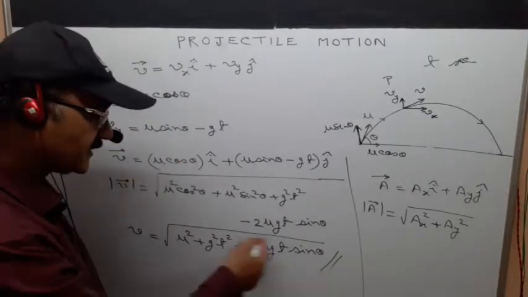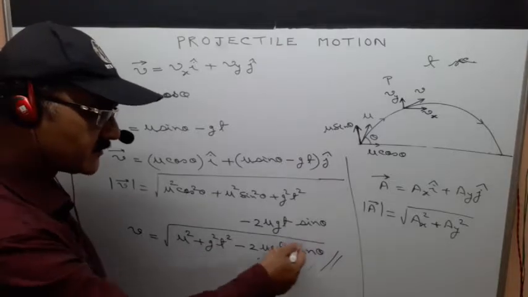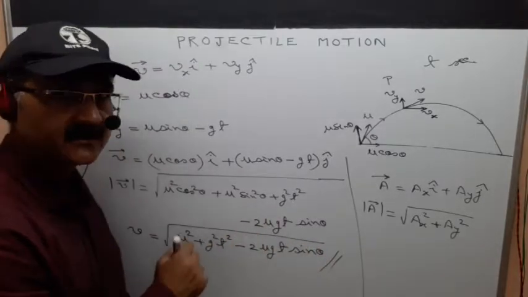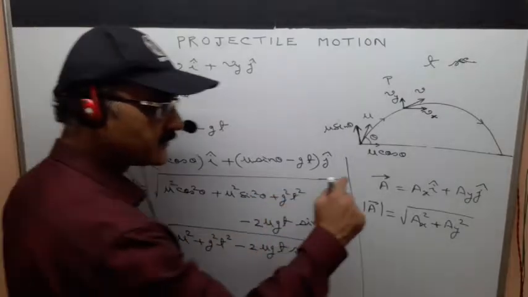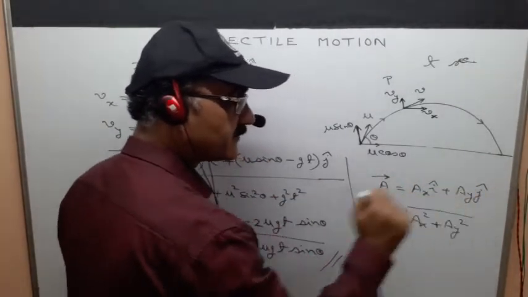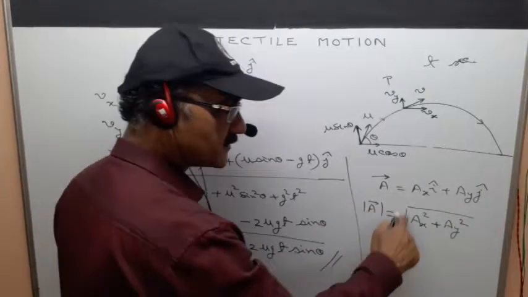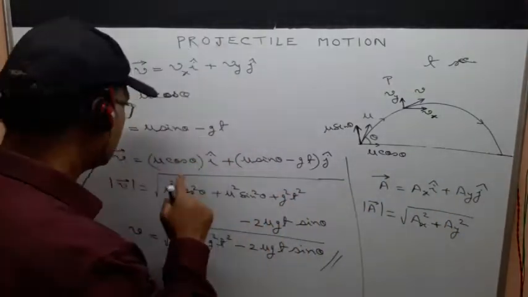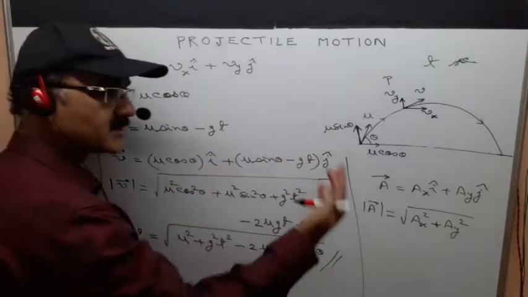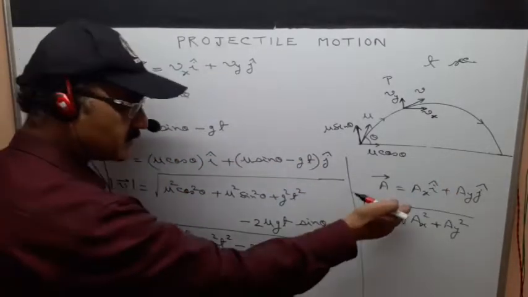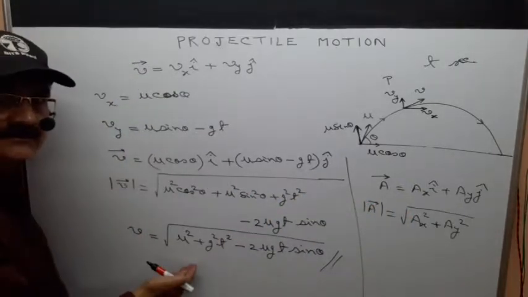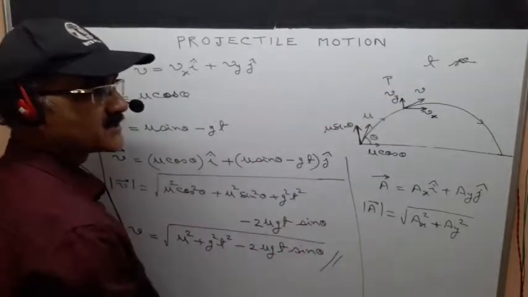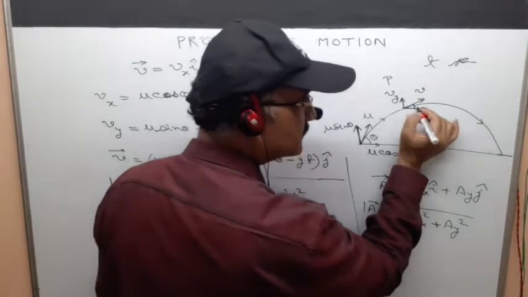See, it is so simple to find this. It will be so simple to remember how to find it. Why? Because we know if we have a vector in the i cap j cap form, we can find the magnitude simply using the square root of ax square plus ay square. Here we have found the velocity in terms of i cap j cap, so we use this formula to find the magnitude. Clear?